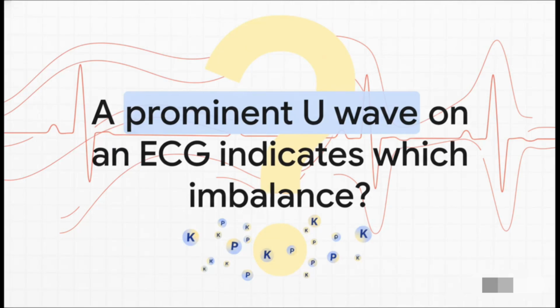All right, another quick check. You're looking at your patient's ECG, and you notice this weird little bump after the T wave. It's a prominent U wave. What electrolyte problem are you suspecting? If you see a U wave, your brain should immediately scream hypokalemia. It's the classic sign of low potassium.